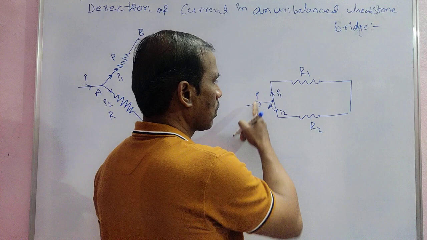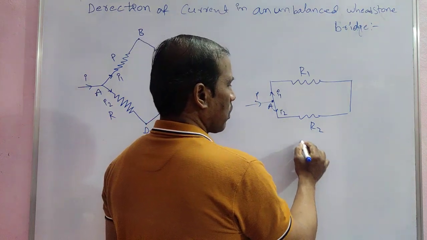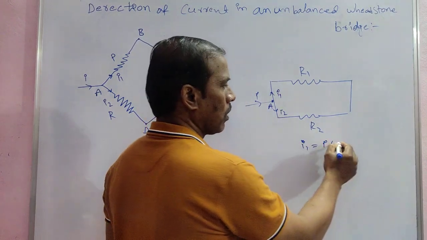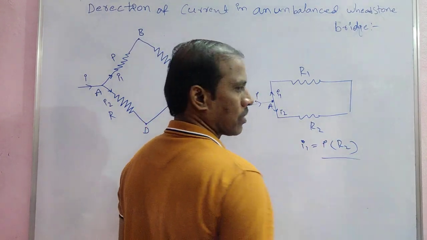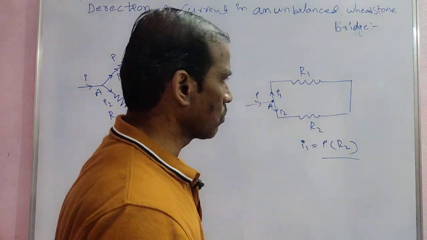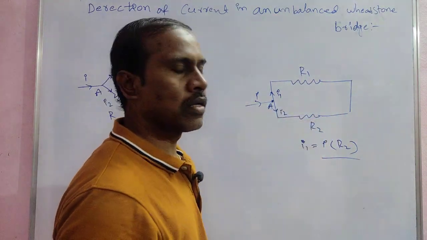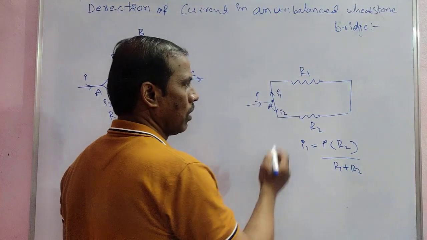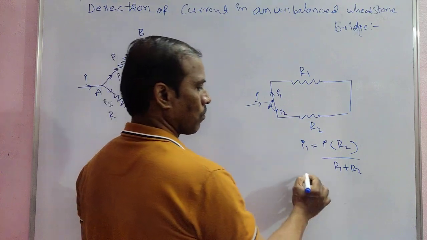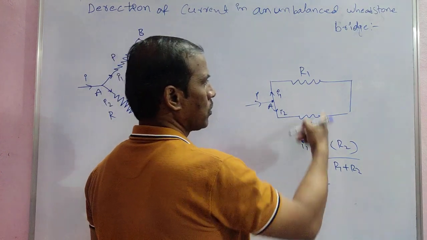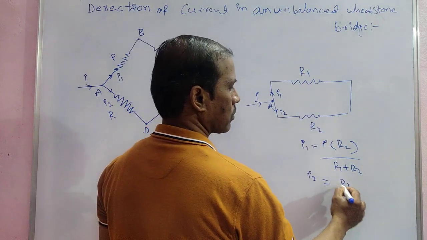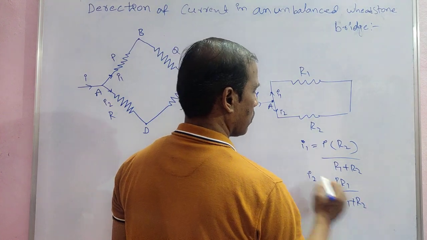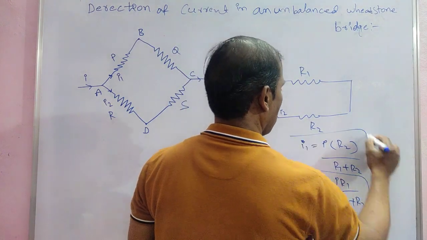So the current I1 is equal to I into the opposite resistance by the total resistance in the circuit. Total resistance is nothing but R1 plus R2. Okay, R1 plus R2. Next, the current passing through R2: I2 is equal to the total current into the opposite resistance, here R1, by the total resistance R1 plus R2. This formula is used in the unbalanced Wheatstone bridge.